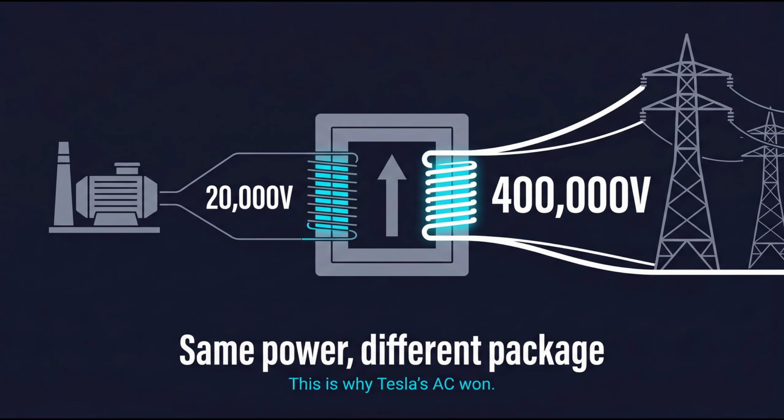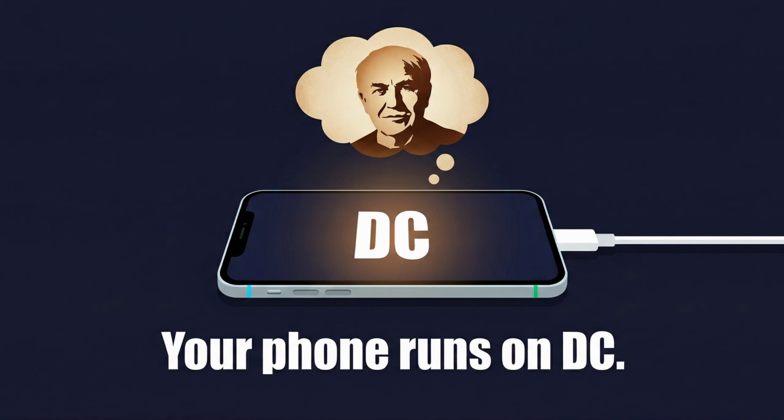Why AC? One word, transformers. AC can be easily transformed. Crank the voltage up for long-distance transmission, then bring it back down for your home. That single advantage decided a massive fight in the 1880s between Edison and Tesla, and changed the world. And funny enough, the device in your pocket? It runs on DC. Your charger converts AC back to DC. Edison would have loved that.